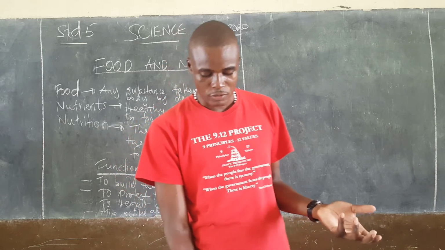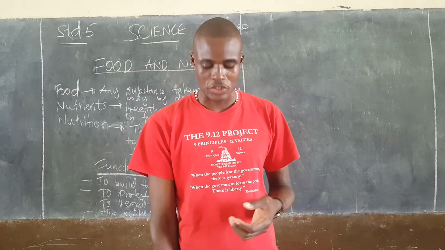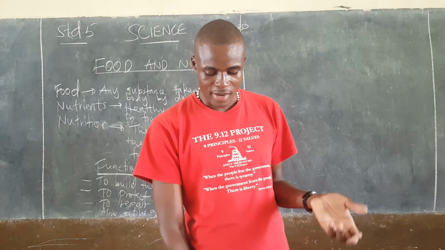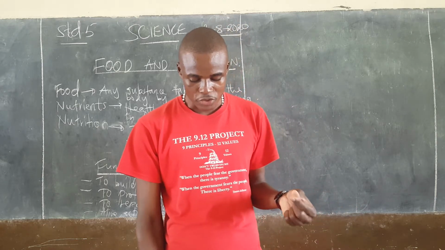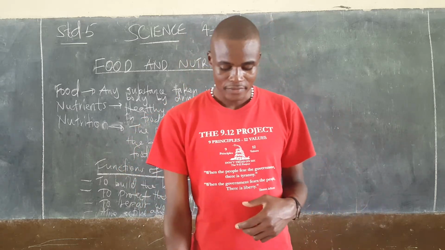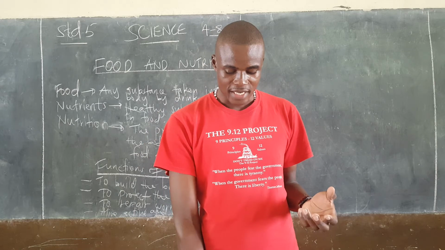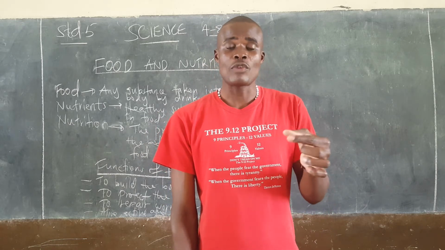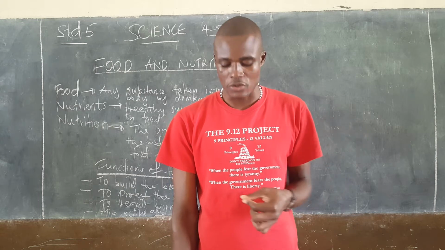So today, just before we go to the new topic, I'd like to revise some few questions. Here we have the first question. Soil texture depends on dash. Soil texture depends on the amount of air in the soil, organic matter in the soil, size of soil particles, or amount of water in the soil. And our answer is C, the size of the soil particles.